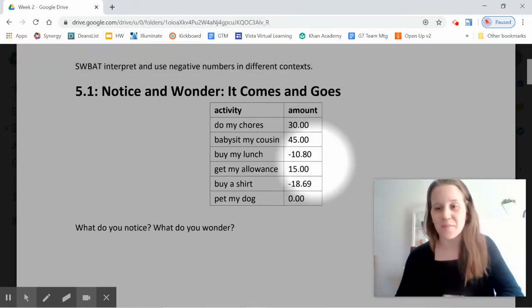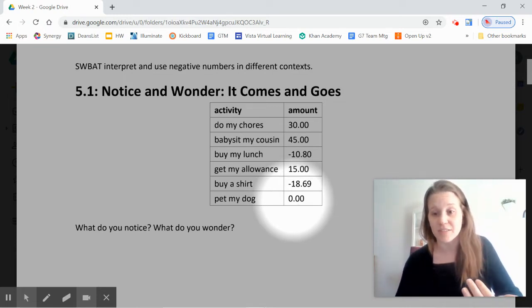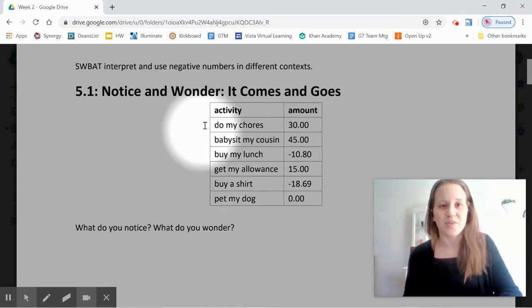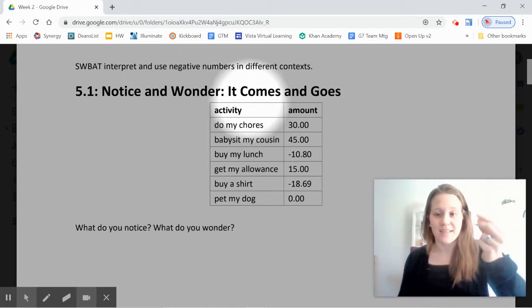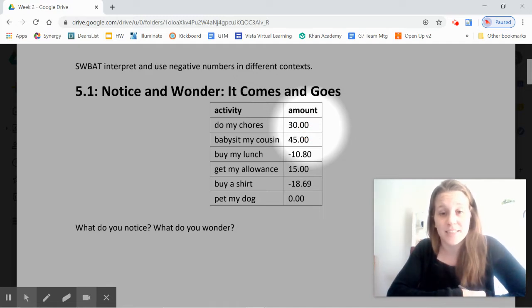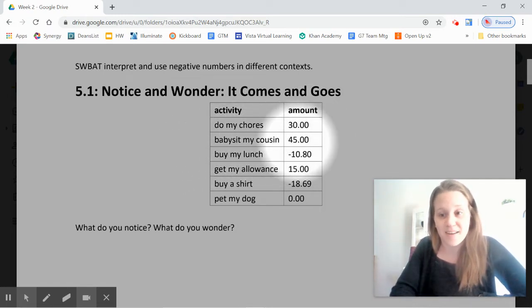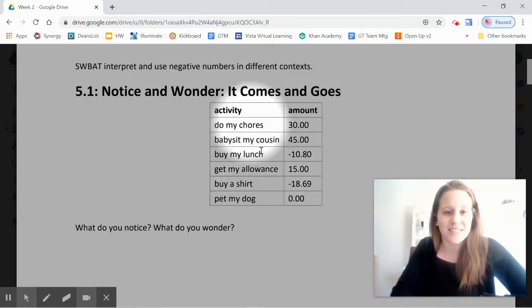That's really interesting. I also think this last one is really interesting. The amount is 0.00, and the activity was pet my dog. So what do you think we're talking about here? It says, notice and wonder, it comes and goes. What's it? Maybe you thought money, right? An activity doing my chores might result in, this is a great allowance, $30 positive. Babysitting my cousin, $45 positive. Buying my lunch, negative. That costs me money to buy my lunch, whereas these other ones I was getting money for those chores and that babysitting.